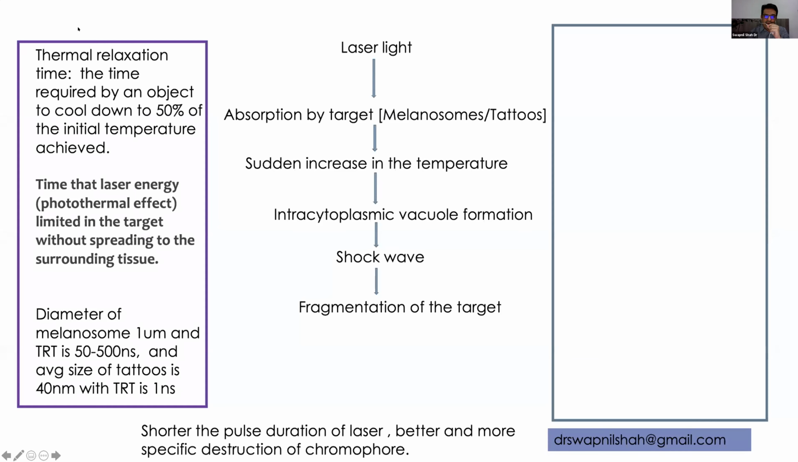The Q-switch laser, we know, works on the principle of thermal relaxation time. The time required for an object to cool down to 50% of the initial temperature achieved. In other words, it means the time that laser energy is limited to the target without spreading to the surrounding tissue and thus preventing damage to the surrounding tissues. We know the diameter of melanosome is 1 micrometer and the TRT is 50 to 500 nanoseconds. And average size of tattoo particle is 40 to 100 nanometer with the TRT of 1 nanosecond. And unfortunately, we do not have a Q-switch laser with a pulse width of 1 nanosecond.